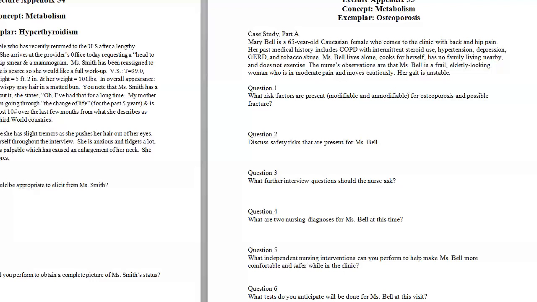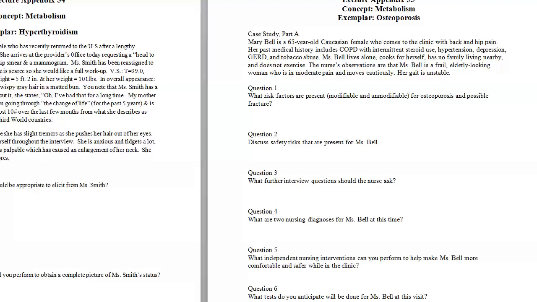Her non-modifiable risk factors for osteoporosis would be an unknown family history of the disorder. She's age 65 and she's of the Caucasian race. So let's look at safety risks that are present for Miss Bell. They include current back and hip pain. She lives alone. She smokes and cooks while unattended, history of depression, frail structure, and an unsteady gait. All ways in which she could fall and be very unsafe. So what further interview questions should the nurse ask?